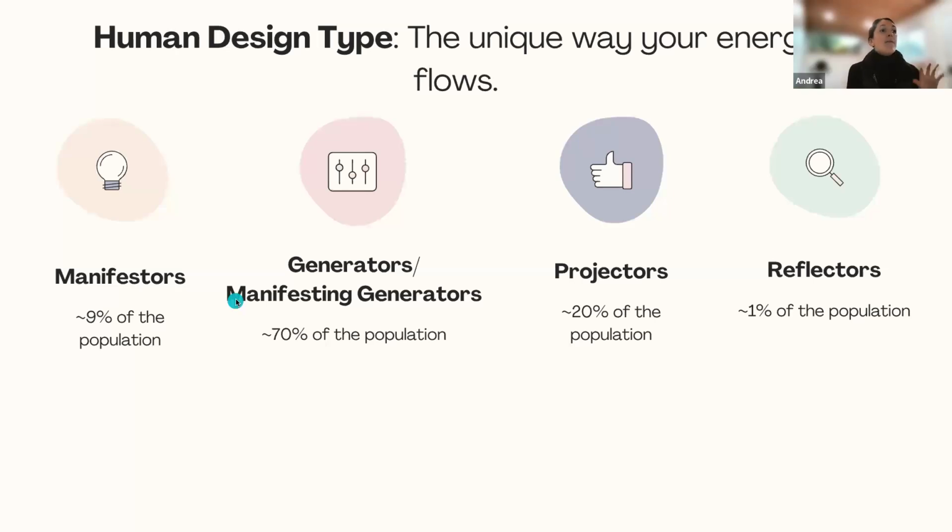So we have manifestors, which are about 9% of the population. Then we have the generators and manifesting generators, which are about 70% of the population, so they make up the bulk of humanity. Then we have projectors, which are about 20% of the population. And then reflectors, which are very, very rare, about 1% of the population or less.